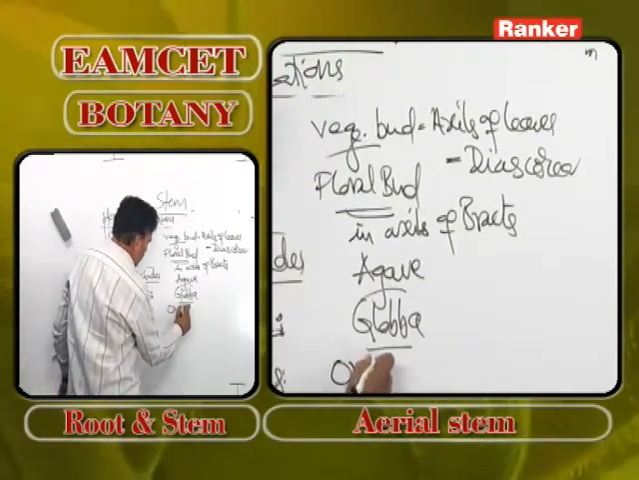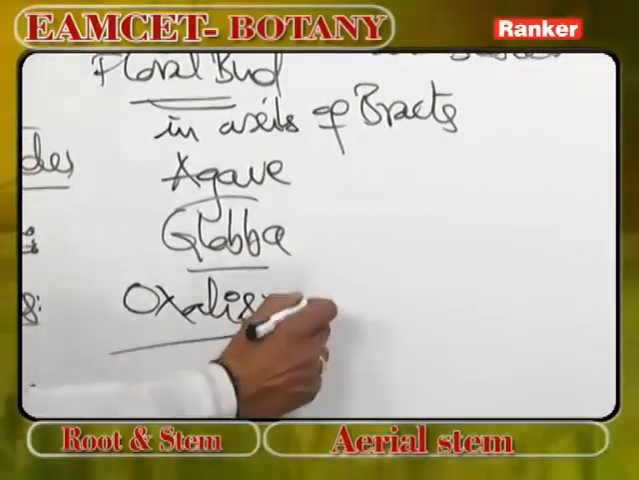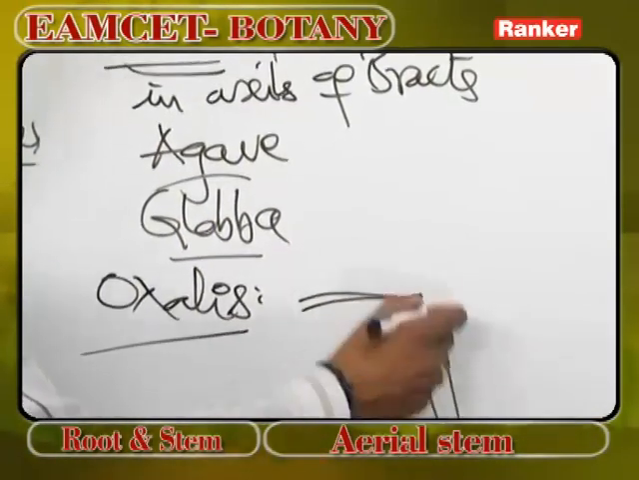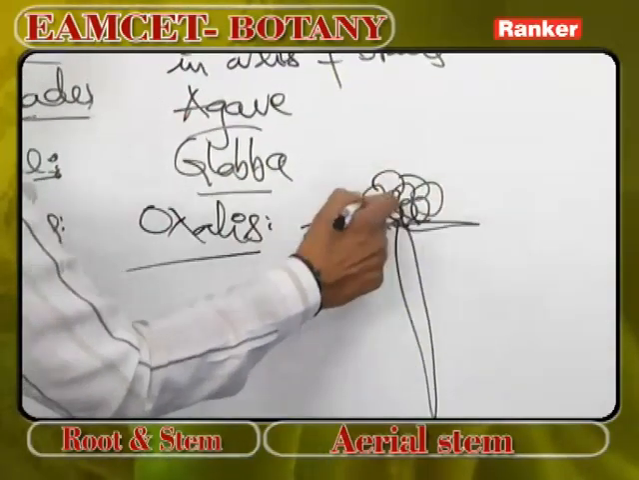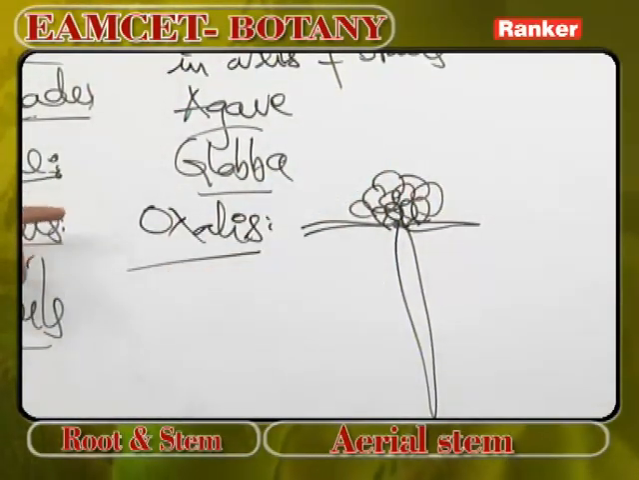There is another plant by the name Oxalis. In Oxalis, the stem is a runner, a tuberous root will be there, and a bulbil is present above the tuberous root and helps in vegetative propagation.